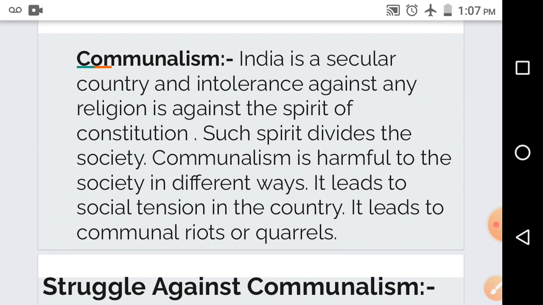Even after so many years of independence, we have not been able to solve the problems of communalism. It is harmful in different ways. It is harmful to the society. It leads to social tension in the country. It leads to communal riots or quarrels, and there is an atmosphere of difference and hatred. All these things are harmful for democracy, national integrity, and development of the nation.